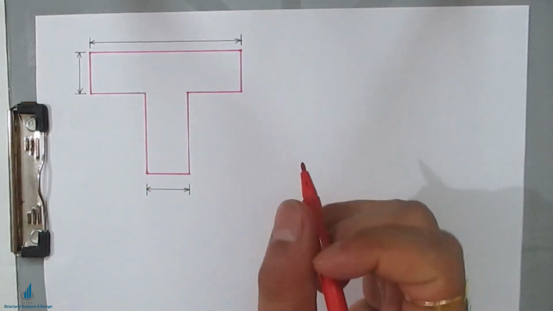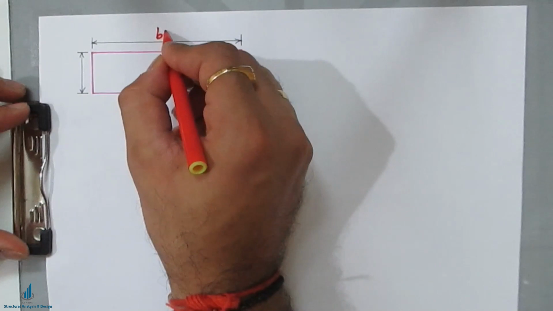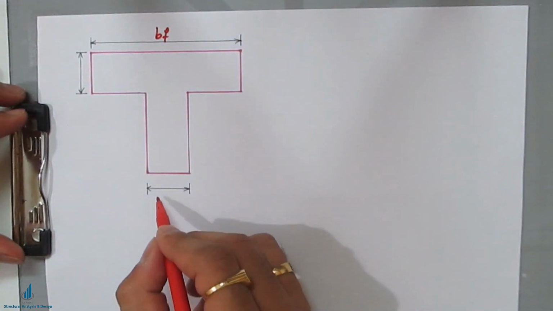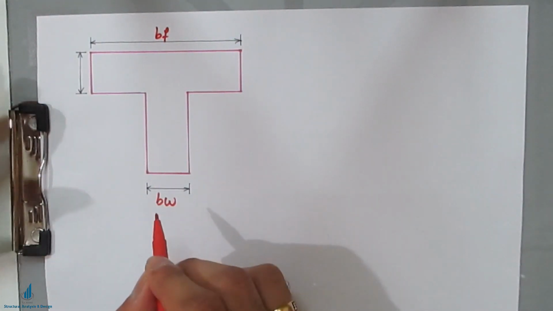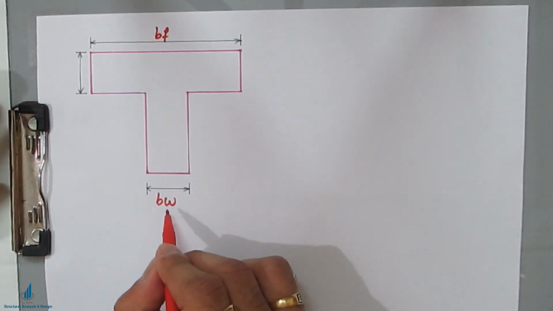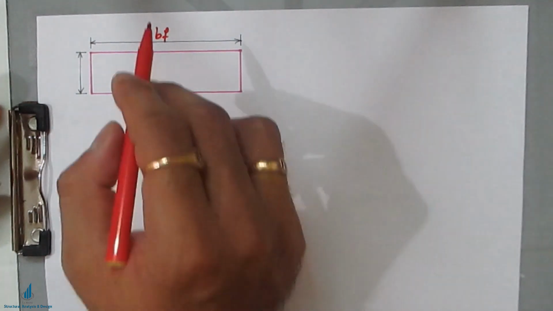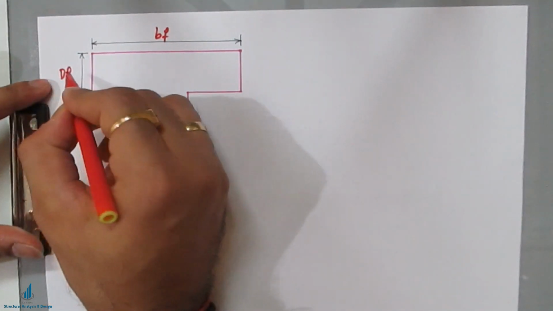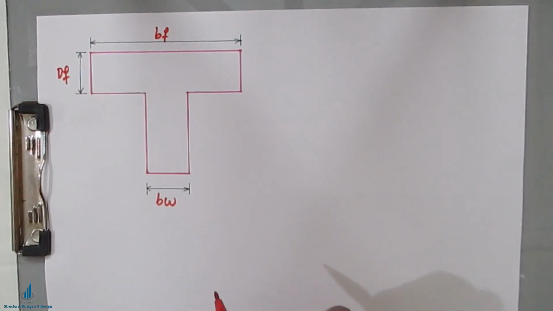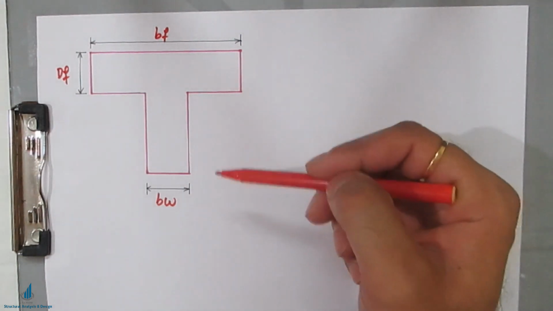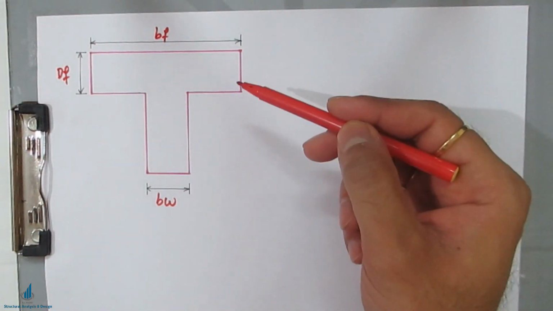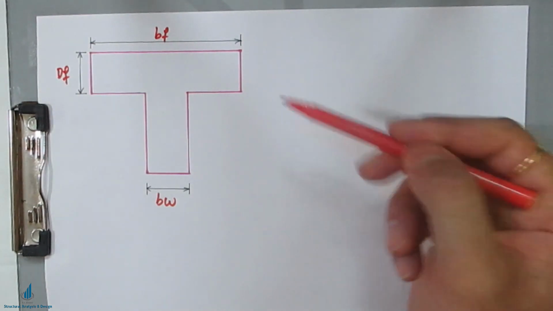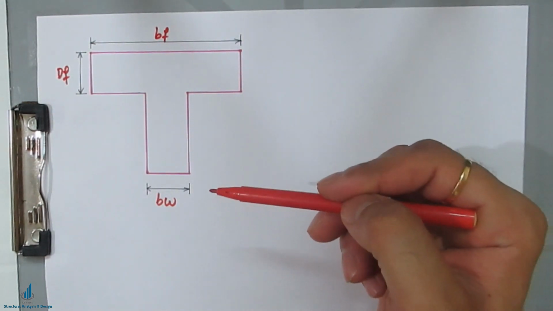So these are the notations you have to remember. This is denoted as BF. This is known as BW. B is for width and W is for web: width of web and width of flange. And this is DF, depth of flange. And again the effective depth is there. When we go for the analysis, I shall show you the effective depth also.